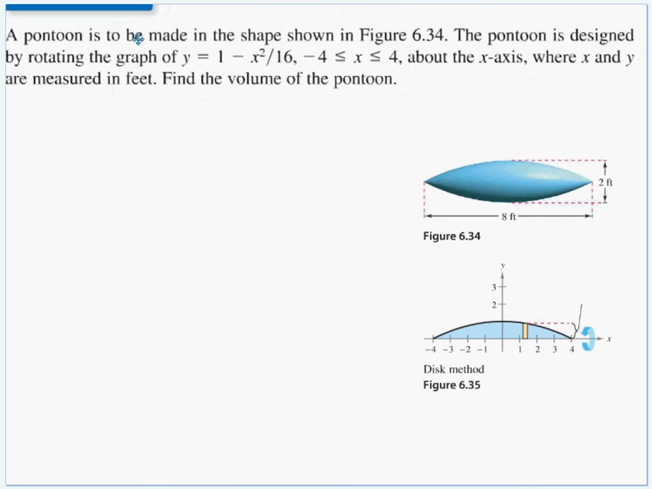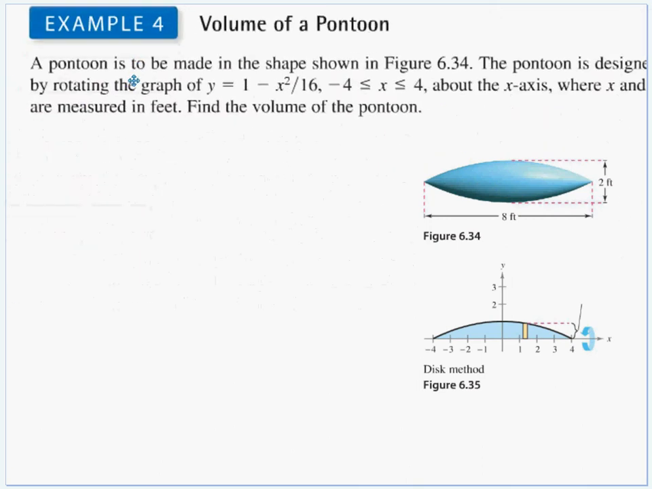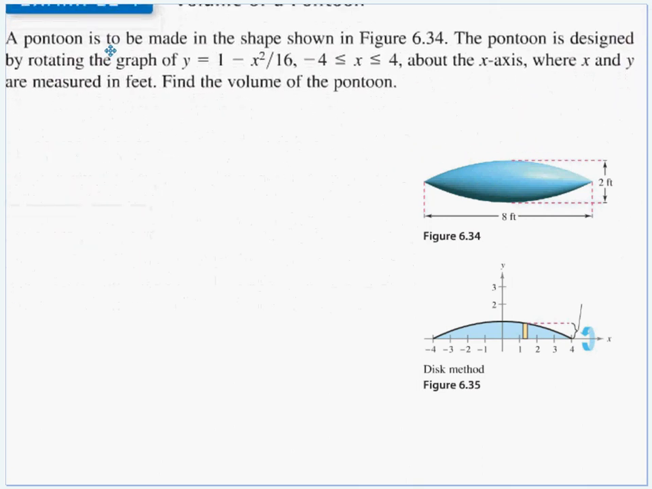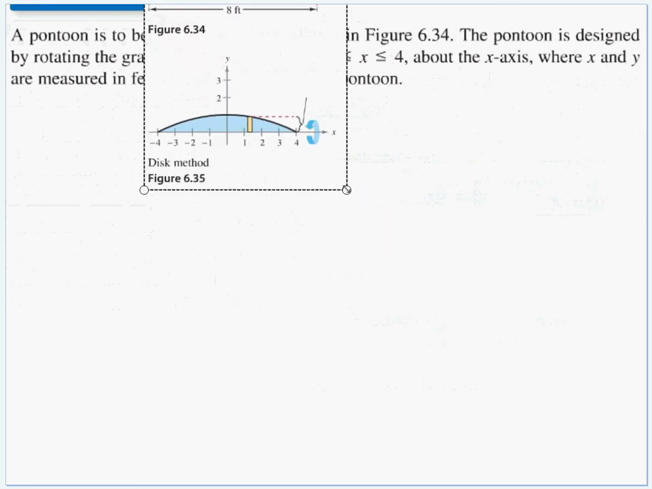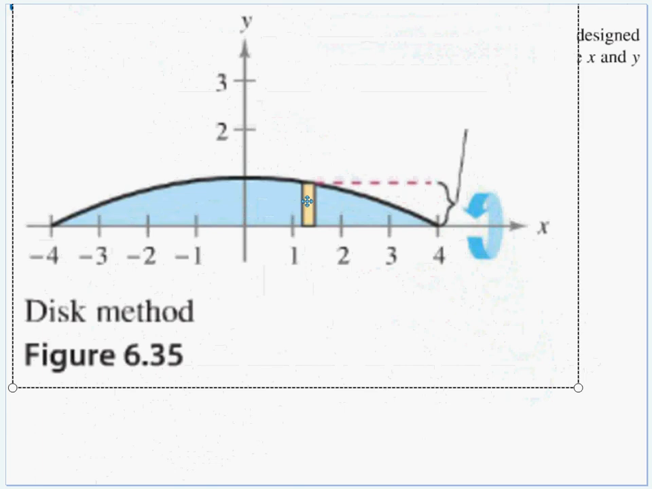So here, this pontoon is designed by rotating a graph of 1 minus a 16th of x squared between -4 and 4 about the x-axis, where x and y are measured in feet. Find the volume of the pontoon. So I guess our first order of business is to determine, should we use disk or shell? Let's take a look at the picture they provided. It looks like we are perpendicular to our axis of rotation. So yeah, they got this as a disk method.